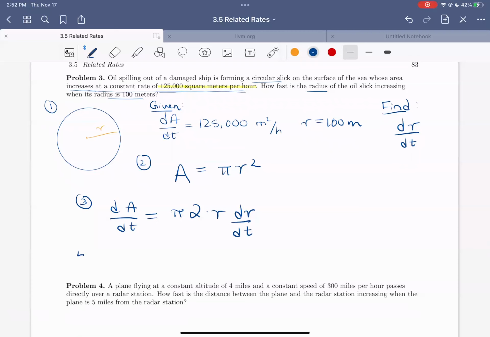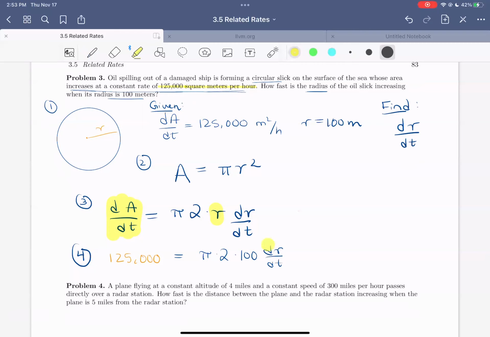Now step 4, let's plug in everything we know. We know dA dt. We know r. So now we just need to find dr dt. So dA dt is 125,000. So that's equal to pi times 2 times 100 dr dt.